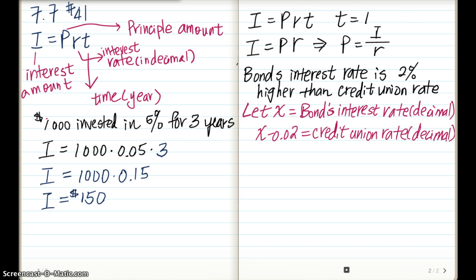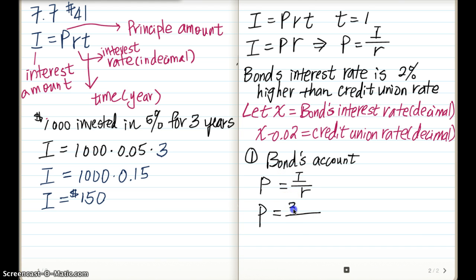Okay, so now what do we have here? We have one, the bonds account, right? We know that principal is equal to I divided by R, right? So we don't know the principal, but we do know that the amount of interest that we have earned in this account was $300 that was given to us. And then what is our rate? Well, we have set that to be X. Of course, you could have set that equal to R if you had liked R better, okay?